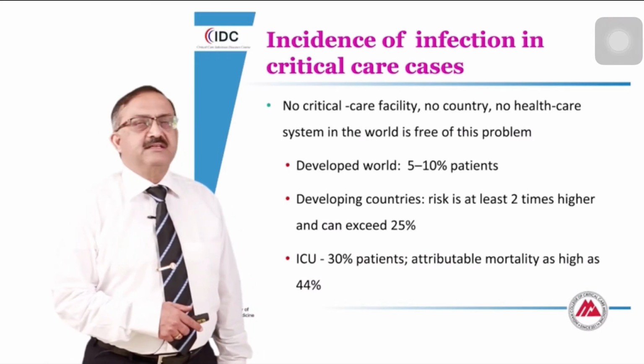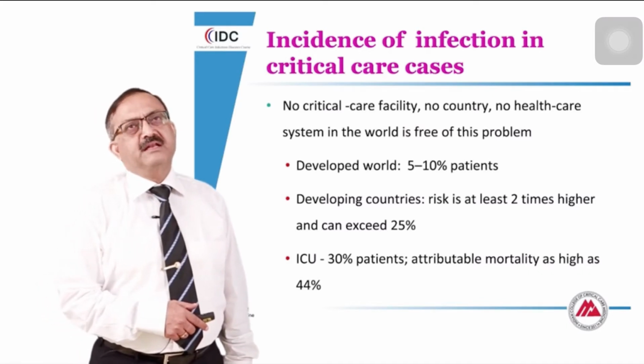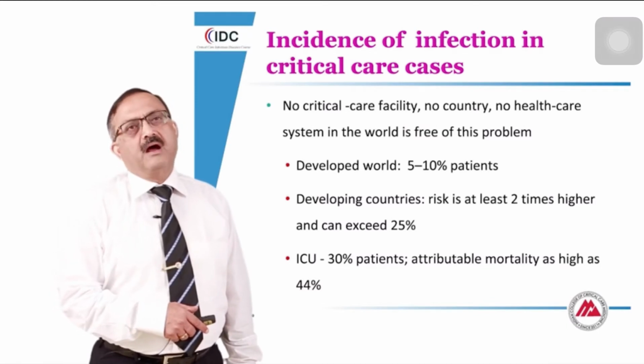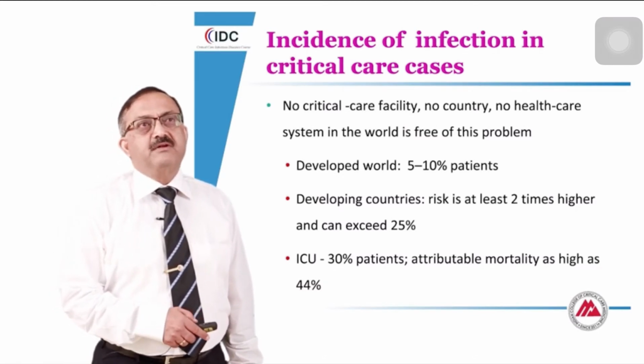Infection in critical care areas is seen all over the world. They exist in the developed world at 5 to 10%, but in developing countries and in India, the rates are much higher. ICU patients are vulnerable to mortality because of infections to an extent of up to 30%.